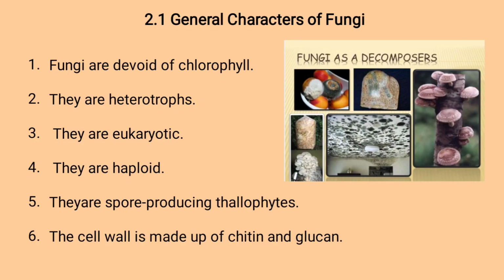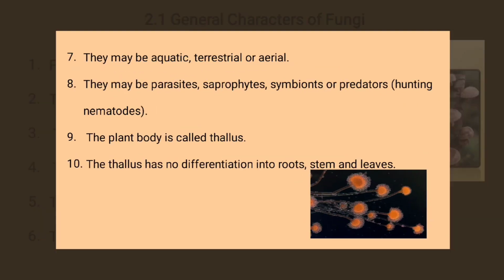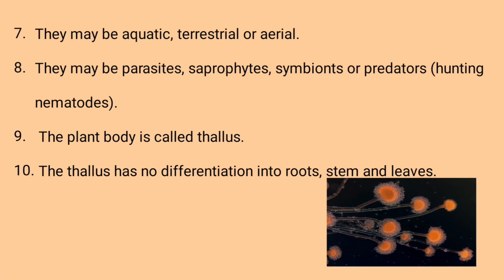Their cell wall is made up of the polysaccharides chitin and glucan. You can see in this picture the fungi is a decomposer. It means they are dependent on dead and organic materials. The next character is the habitat. Related to habitat, most live in aquatic or terrestrial areas. It means they either live in water, so are known as aquatic, or on land, so are known as terrestrial or aerial.